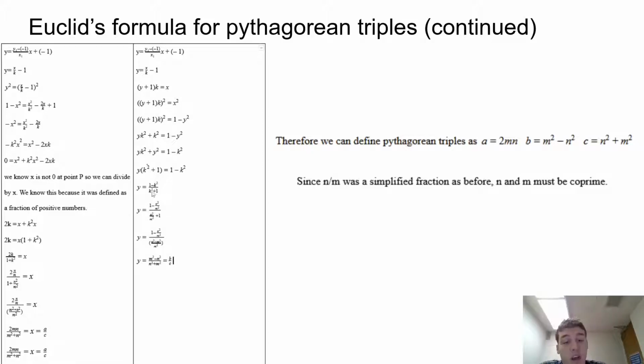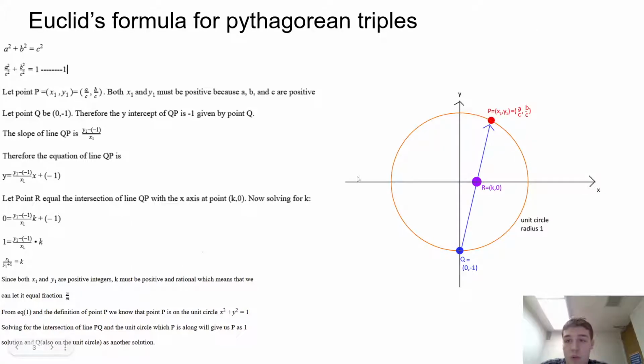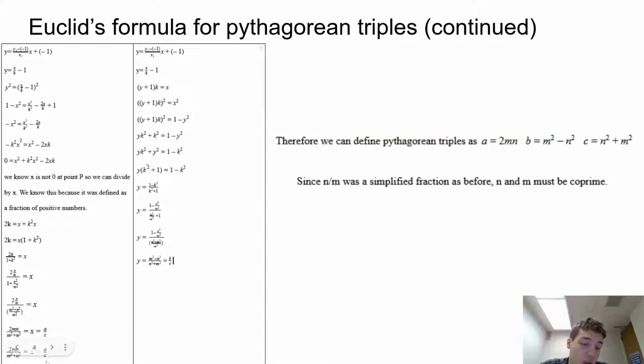Then we can replace k with n over m. Go ahead down and solve for y, and go ahead down and solve for x. So we get y equals this right here, and x equals this right here. They both share a common denominator, and you know that y equals b over c, defined earlier on over here, and x equals a over c.